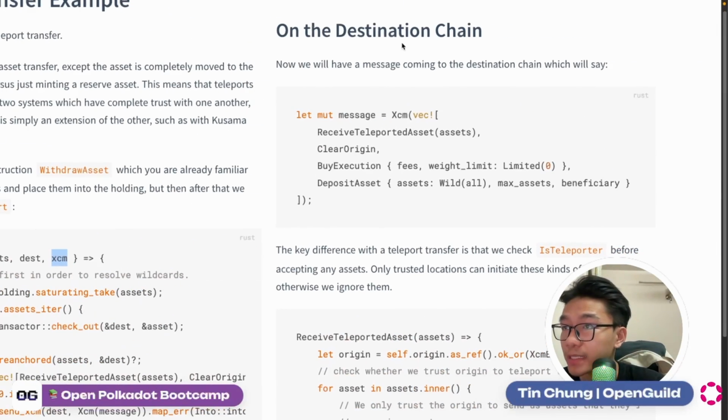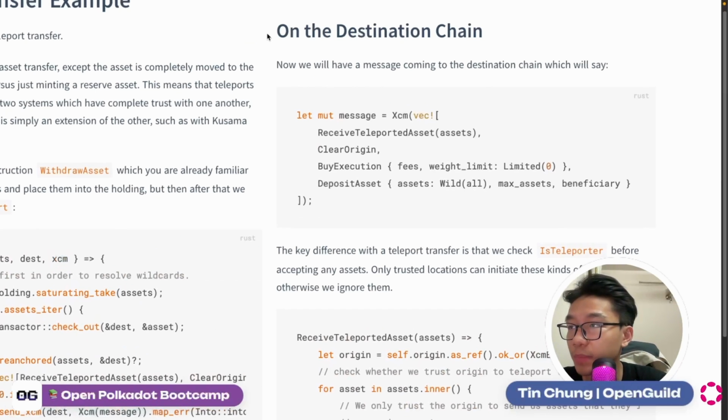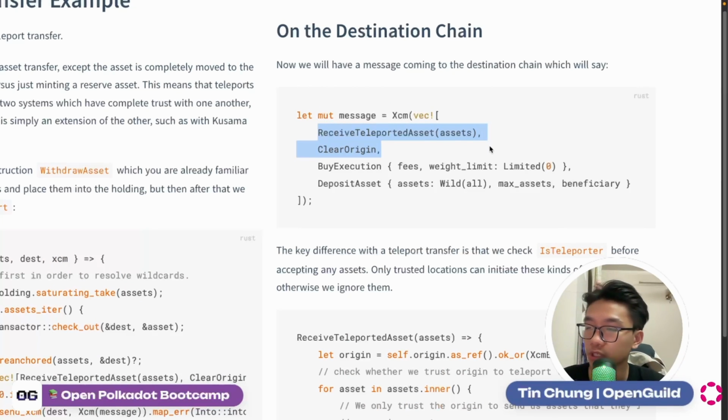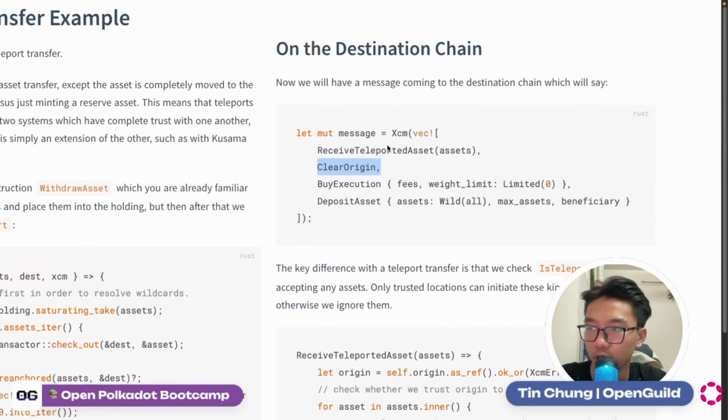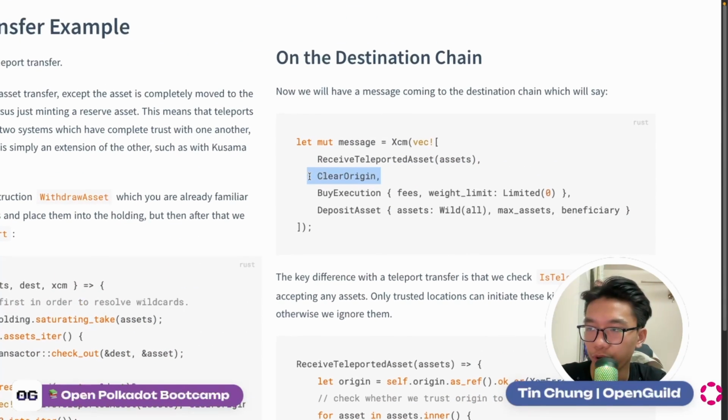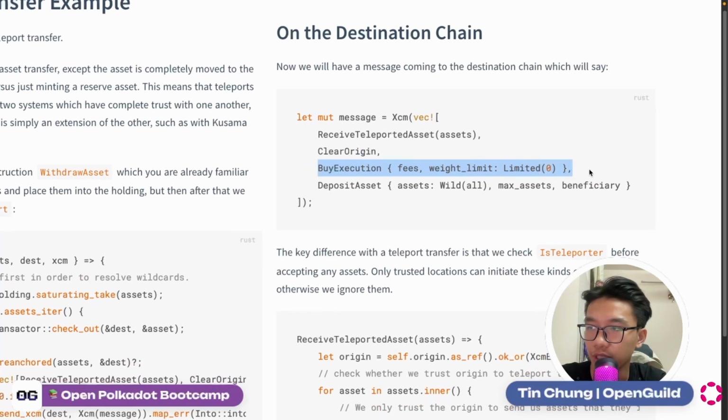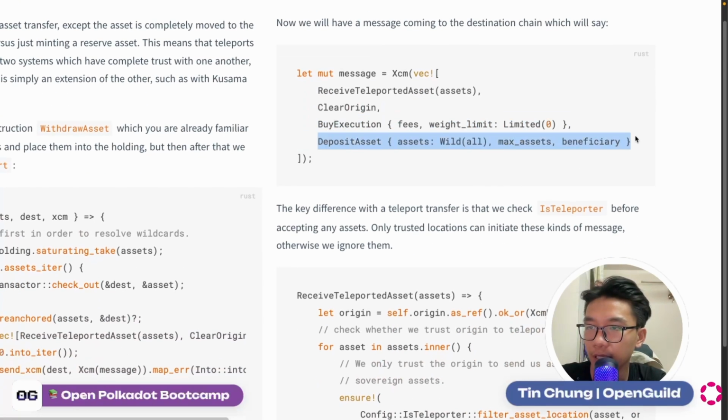Then how about on the destination chain? So when you send that message and it is processed and executed, there are going to be a few other instructions sent to the destination chain. The first one would be added automatically, not by yourself, but by the XCM executor: the receive teleported asset. That's how the destination chain receives this teleported asset from the source chain. Then the clear origin, as we already learned, executes, and also deposit asset.